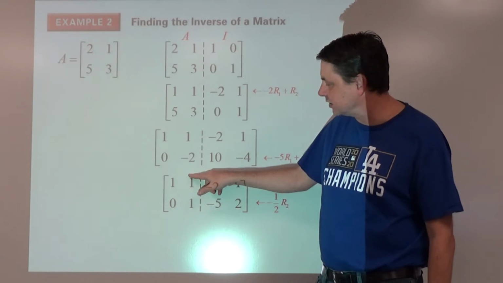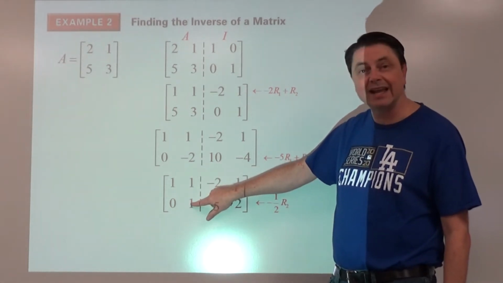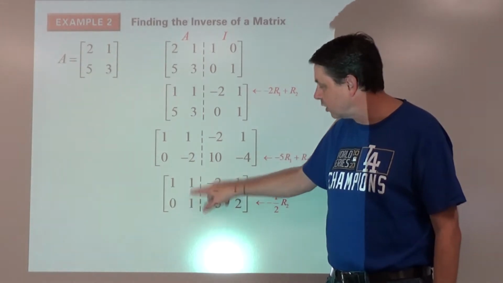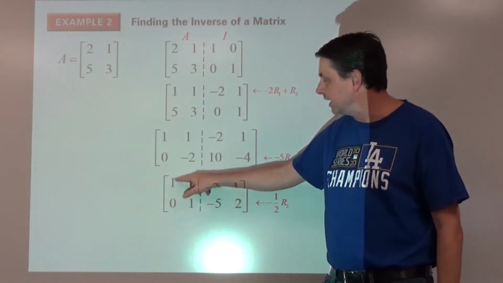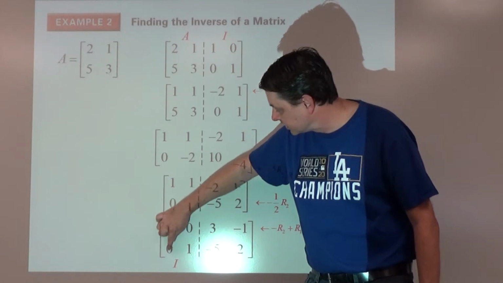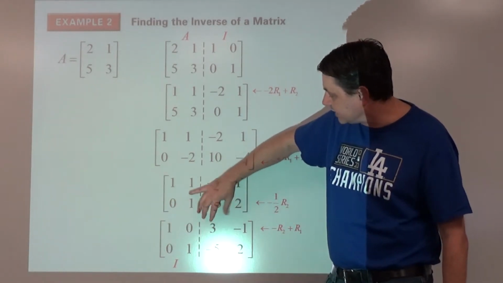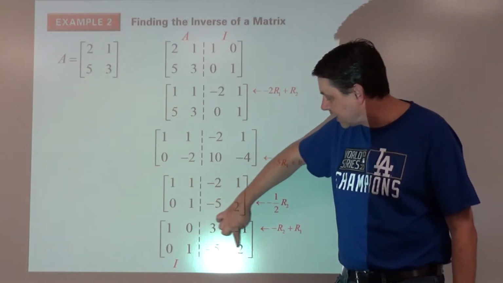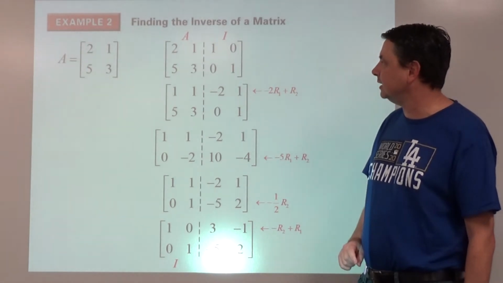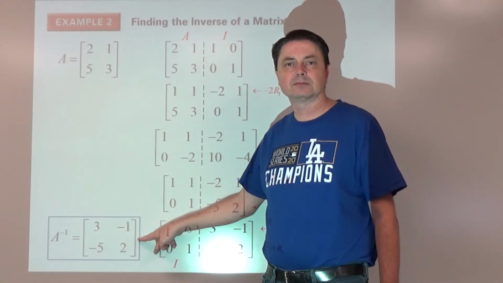We need this to be a 0. So let's do row operation number 3. Let's multiply this by -1 and add it to the row above. So do that same all the way through. Multiply by -1 and add. We're going to get 1, 0, 0, 1, the identity matrix here. And the right side 3, -1, -5, 2. That is the inverse matrix to A. There it is.